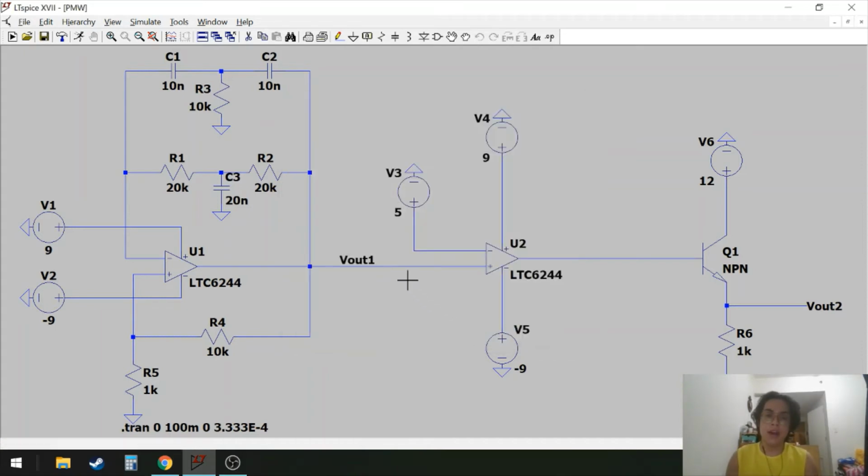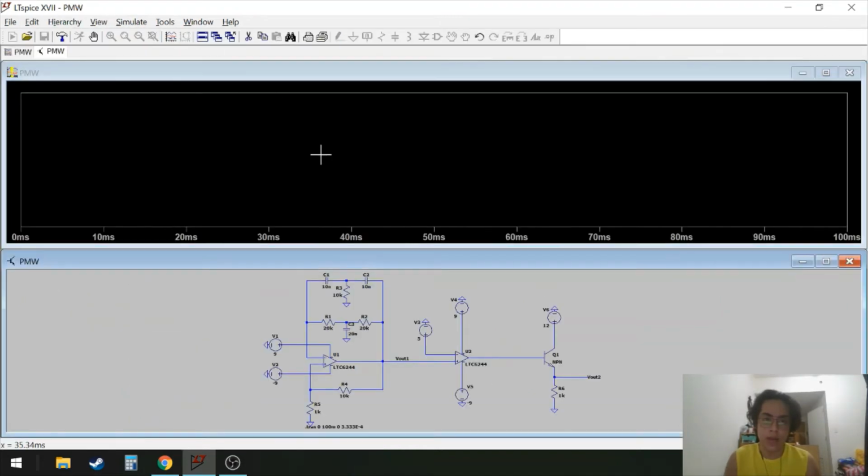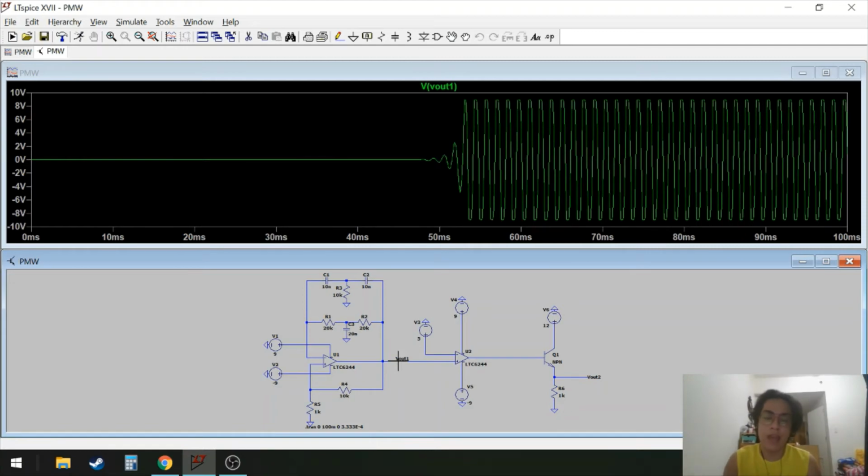Now let's talk about the Vout1. Vout1 is actually the output of the oscillator, in which it is represented as a sine wave. If we simulate the circuit and we look into the output waveform of the Vout1, there we actually see a sine wave. So this is the output of our oscillator.